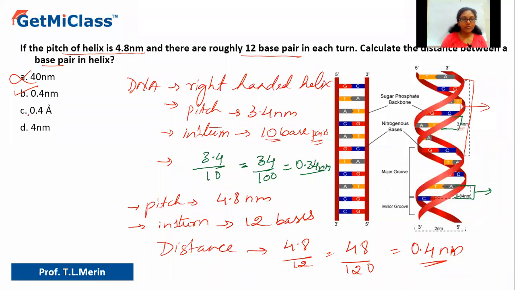And what about option C? Option C says 0.4 angstrom. First of all, the calculation is in terms of nanometer, hence we will totally rule it out. Option D says 4 nanometer, which is again quite more than 0.4 nanometer, hence it is ruled out. As per our calculation, what we got is 0.4 nanometer. That is option B.